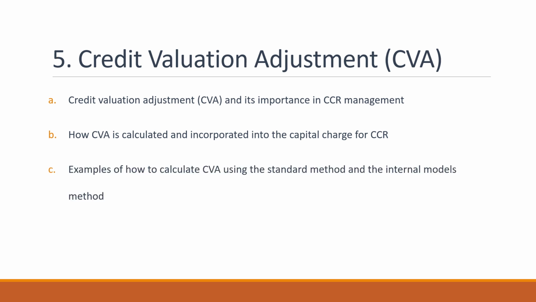Let's take a look at an example of how to calculate CVA using the standard method. Suppose a bank has a $10 million derivative contract with a counterparty with a probability of default of 5%. The expected loss in the event of default is $1 million. The CVA charge would be $50,000, which is 5% of the expected loss.